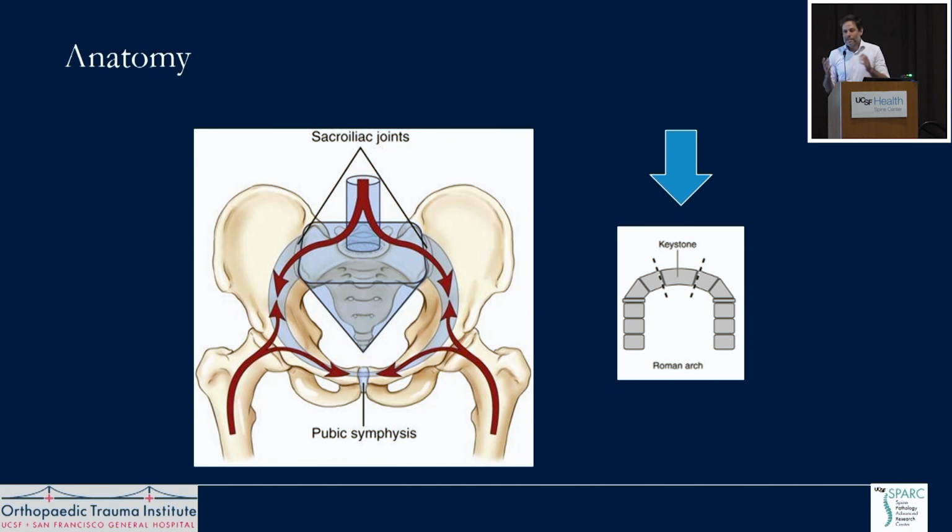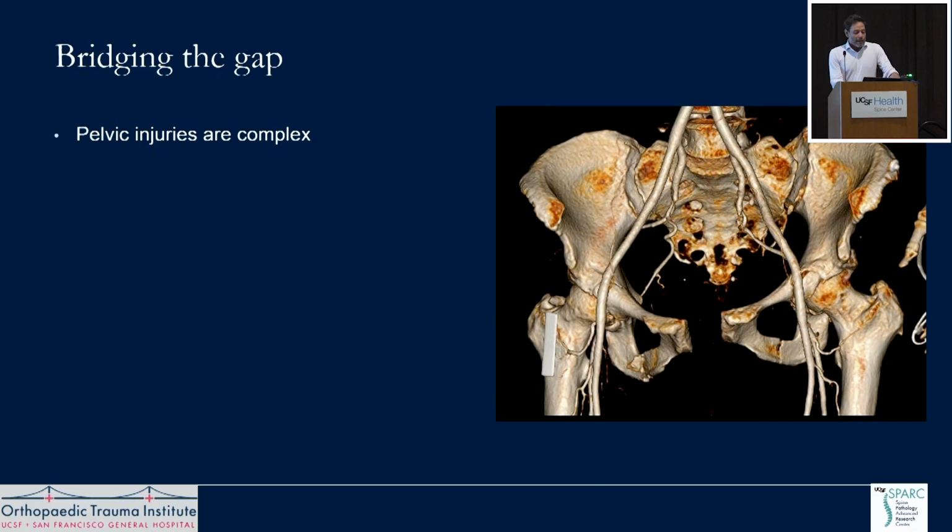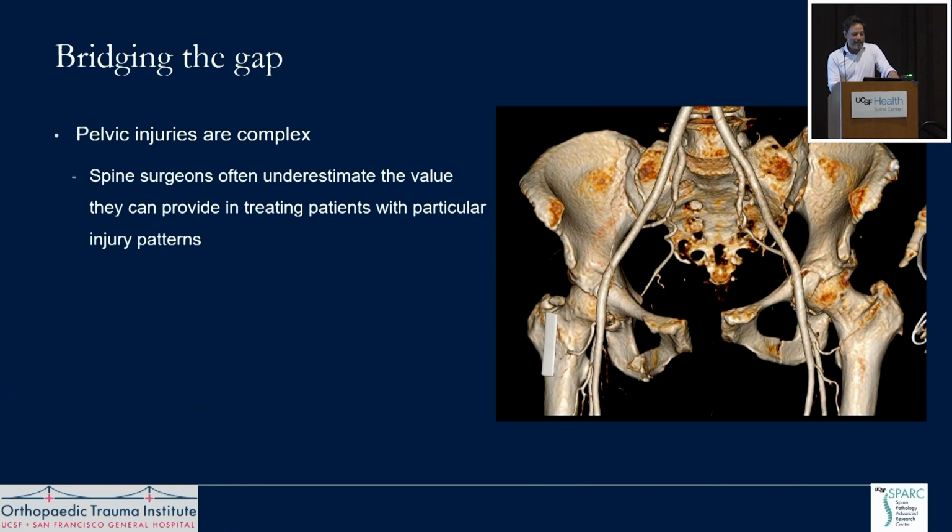To start off, the reason that these injuries matter is the sacrum is responsible for transmitting load from the spine down to our lower extremities. If you look at the shape of the sacrum, it's pretty much shaped like a keystone that then transmits load to the rest of the arch. In pelvic injuries, there's a huge variation and they're complex. In the current era, as spine surgeons, we often underestimate the value that we can provide in treating patients with particular injury patterns.